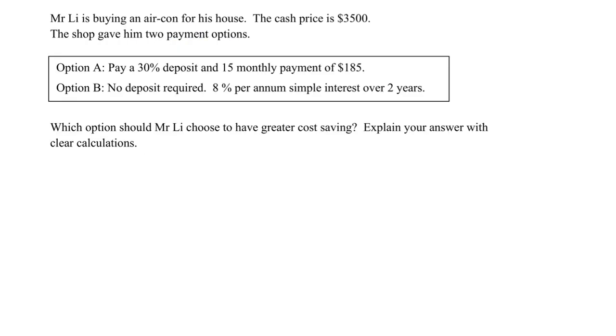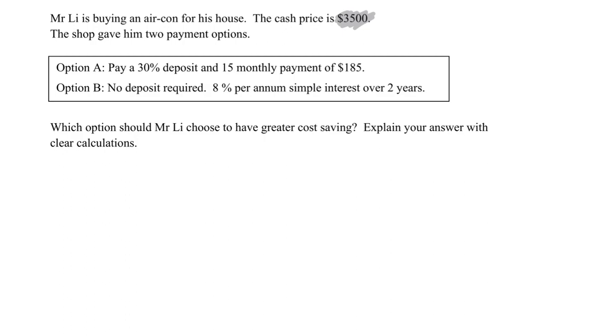Hello everyone, welcome to this problem where Mr. Lee is buying an aircon with a cash price of $3,500, and the shop actually gave him 2 options to pay, either option A or option B. So let's see which one should he choose.